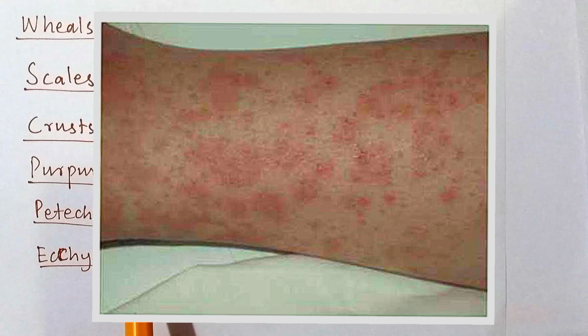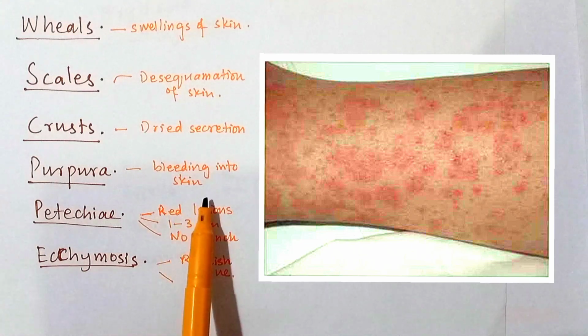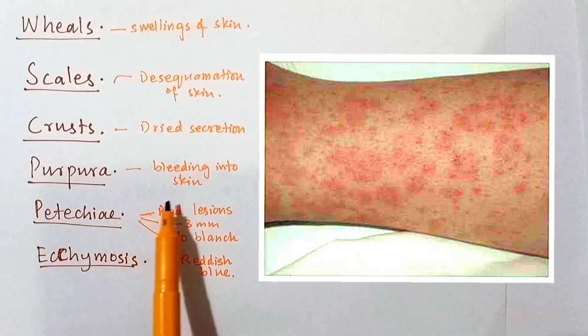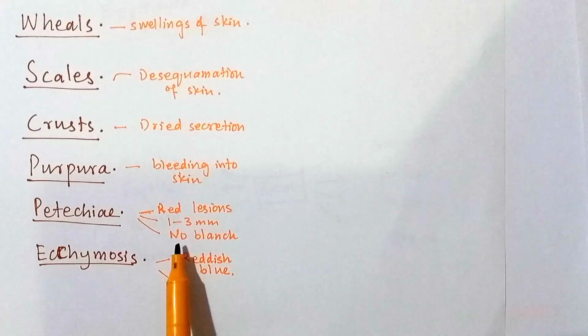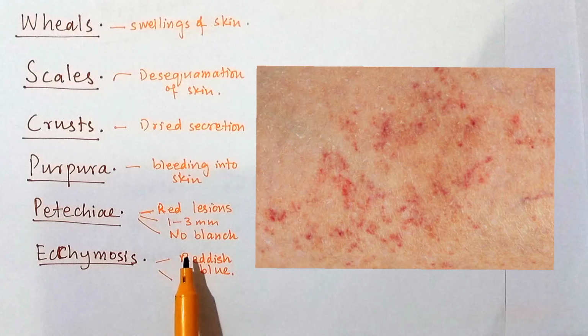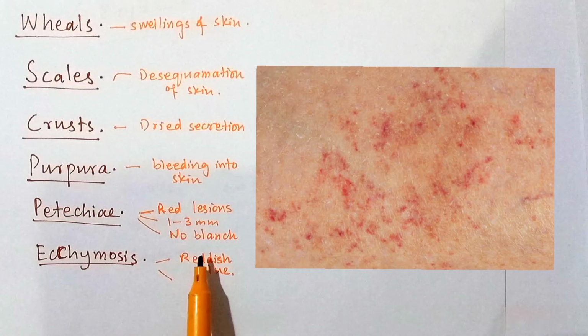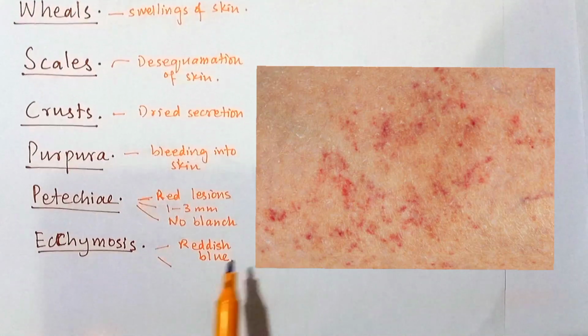Purpura. Purpura is bleeding into the skin. Non-blanching erythema is called purpura. It is found in cutaneous vasculitis. Next one is the petechiae. These are the red lesions that have a diameter of 1 to 3 mm, and due to bleeding they don't blanch on pressure. The diagram of the petechiae is there.